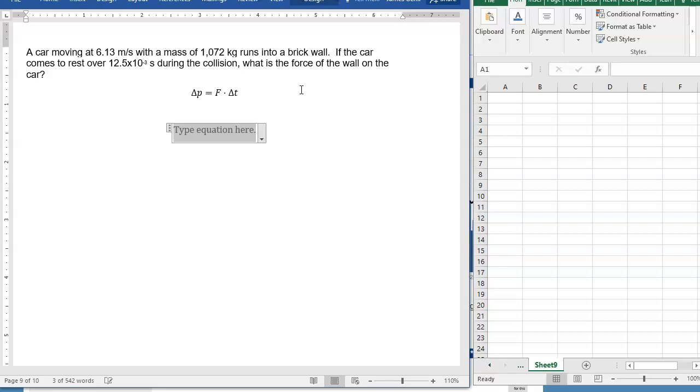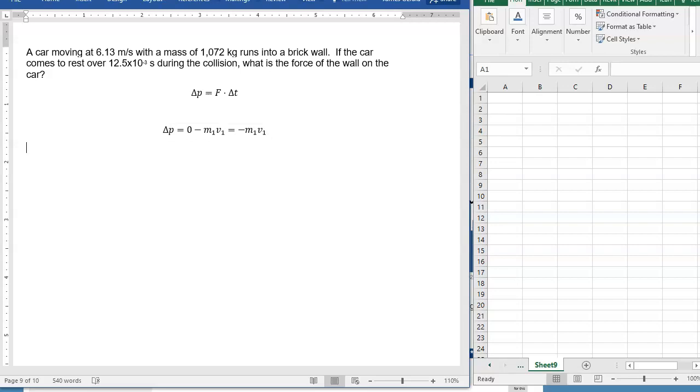What is our change of momentum? Well, our initial momentum is, of course, m1 v1, and our final momentum is 0. So the actual change in momentum is going to be delta p. Our final momentum is 0 minus our initial momentum. So it is simply minus m1 v1.